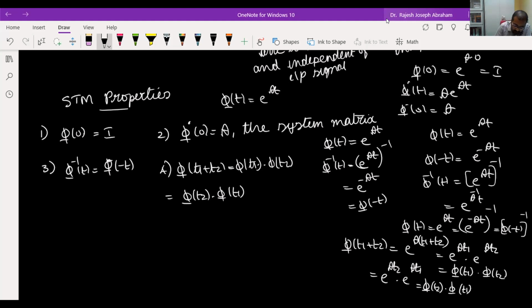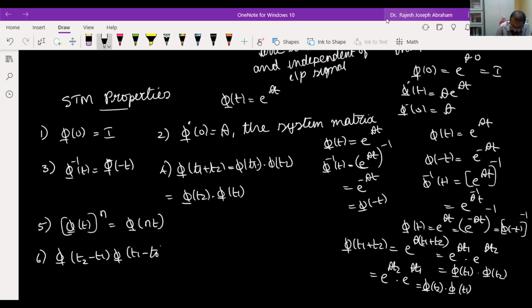And one more thing, property 4 and 5. Phi of t whole raised to n, what is that? It will be phi of nt, right? And finally, we have phi of t2 minus t1 into phi of t1 minus t0 will be equal to what? Phi of t2 minus t0. So these are the main properties of the state transition matrix.